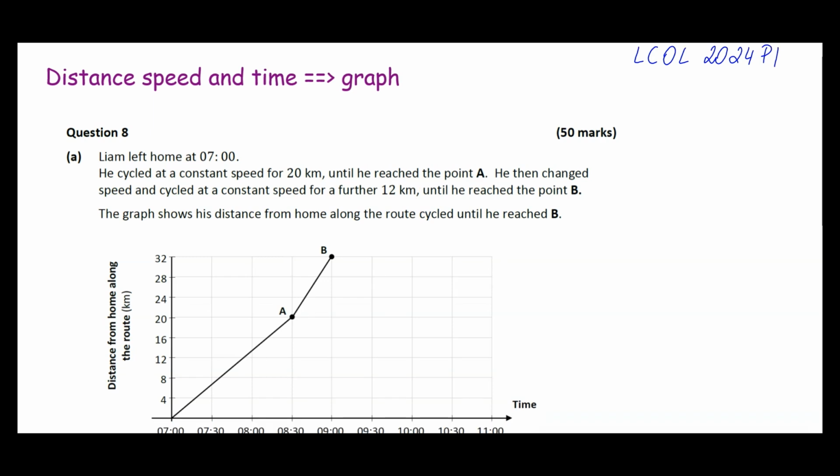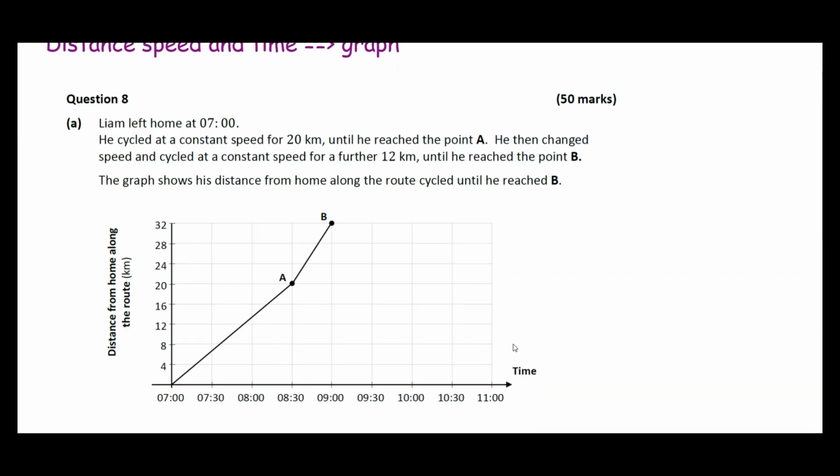So let's just consider this information on our graph so that we can follow it. Here we have time, and the beginning is at 7. And this part here talks about distance from home along the route. So what does that mean? Here, there is no distance from home because he's at home. As well, the farthest he goes from home is 32 kilometers.